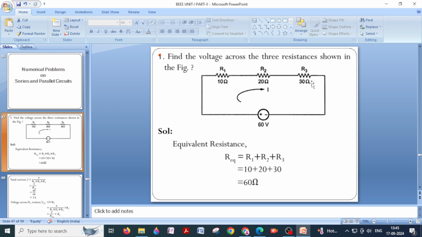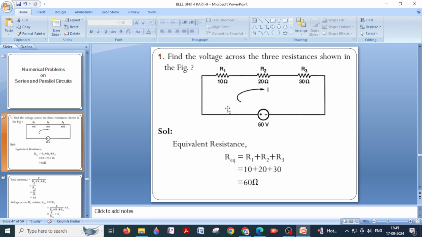And these three resistors, which are connected in series, are connected across a voltage source. Voltage of this voltage source is 60 volts. Now we have resistances, we have voltage, and according to Ohm's law we know V is equal to I into R.